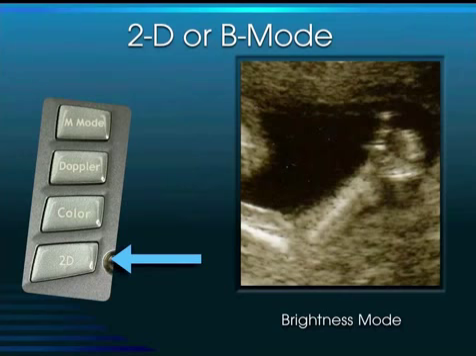The 2D or B mode stands for brightness mode, and this is simply white dots on a black background. And this is the reset button on most ultrasound devices that takes off any of the changes you may have made or instrumentation, calipers, things like that. The brightness mode resets it back to its native state.